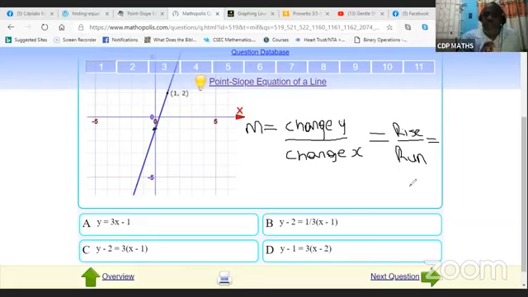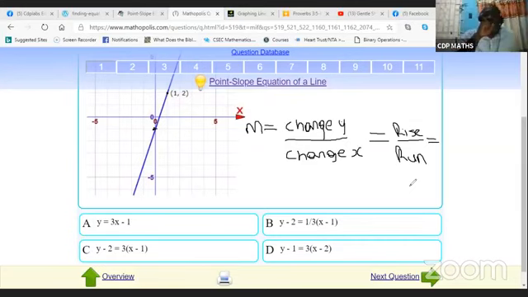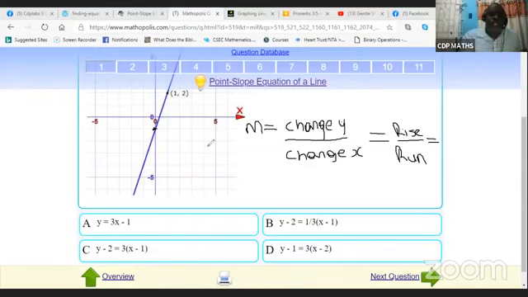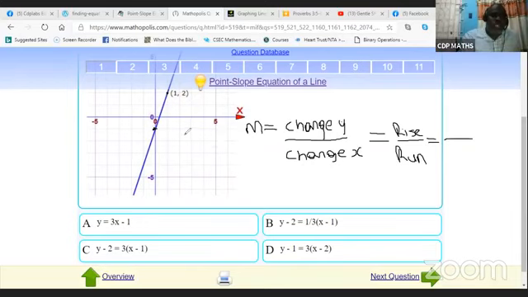When they give you a graph, it's best to use rise over run. Once they give you a graph, use rise over run, and that goes for everybody. So what will be the run? What will the value of run be? Remember, you're moving from this point to this point. So what's the value of run?